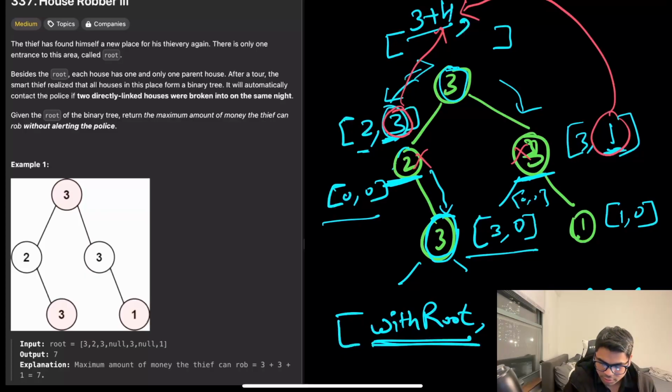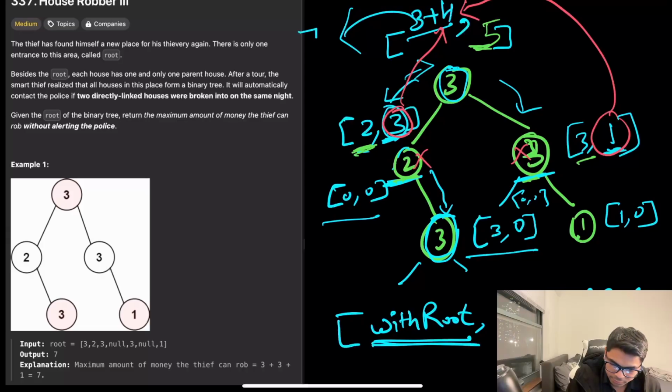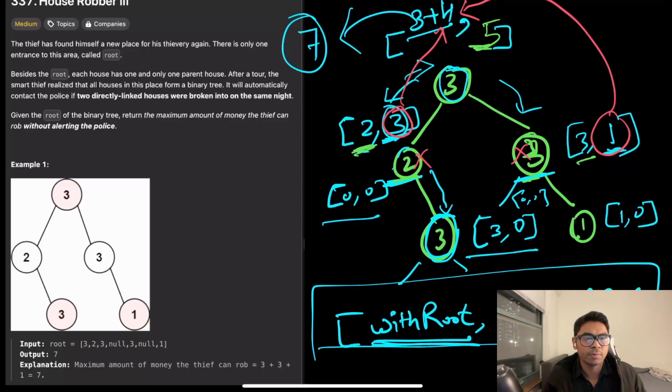But when I'm not choosing 3, I can select the maximum from choosing this value and choosing this value. So basically 2 and 3, and that would be 5. However, we know the answer would be 7 with choosing the root. All right, quite simple, easy to follow. When you see the code, it's going to be the easiest of the easy problems.